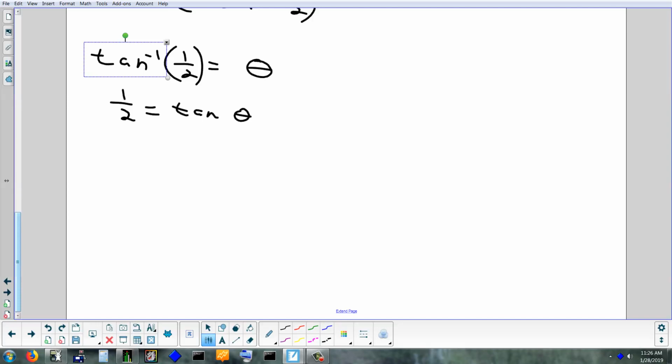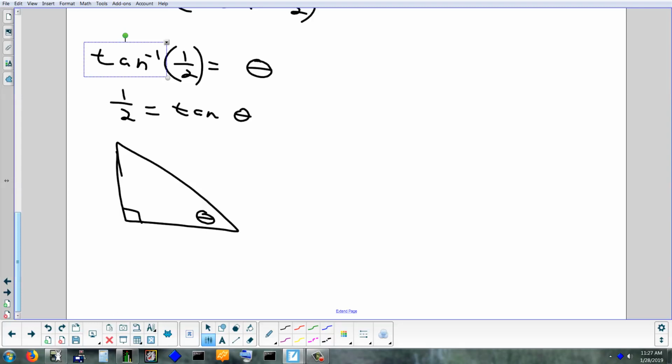Now that I know the tangent of theta is 1/2, make a right triangle. Okay, and what do I do now? Put theta somewhere. Now you have to label two of the sides and use the Pythagorean theorem to get the third one. Which two sides can I label here?